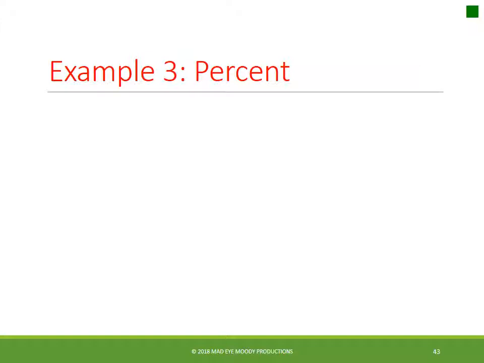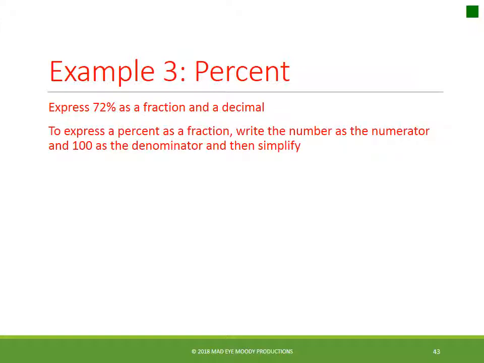Let's take a look at percents now. Let's express the percent 72, so 72%, as a fraction and as a decimal. To express a percent as a fraction, all you have to do is write the number as the numerator and 100 as the denominator, and then simplify. Very easy. 72% becomes 72 over 100. Then we divide by a common factor, which here is 4, and we end up with 18/25.